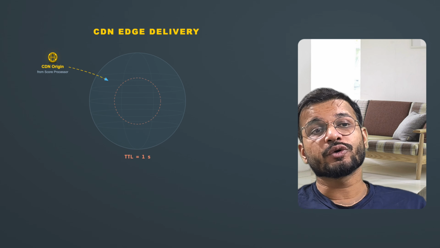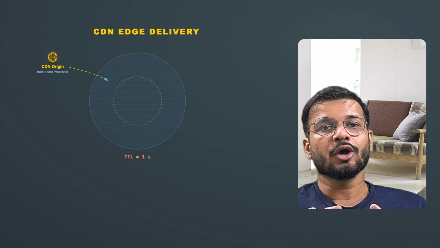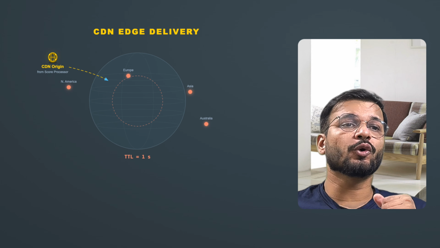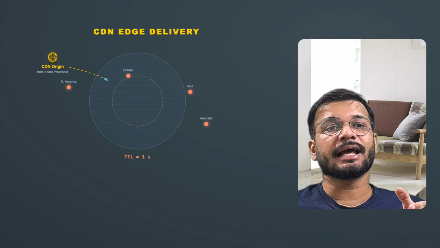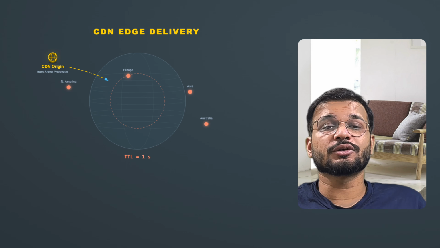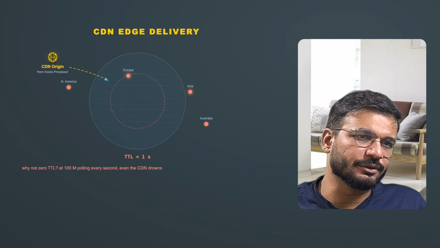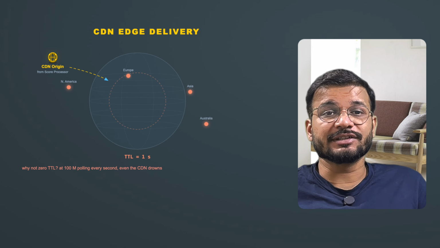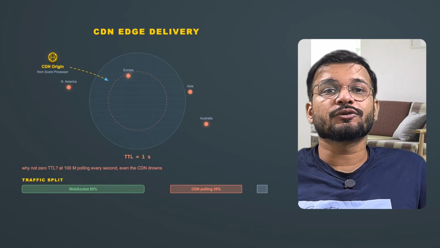Now, clients who cannot maintain a WebSocket connection poll the CDN edge endpoint. They get the score from the nearest edge node. A 1 second TTL at the CDN edge means the score is at most 1 second stale for the polling clients. This is acceptable. Why not 0 TTL? Because at 100 million clients polling every second, even the CDN edge would be overwhelmed.